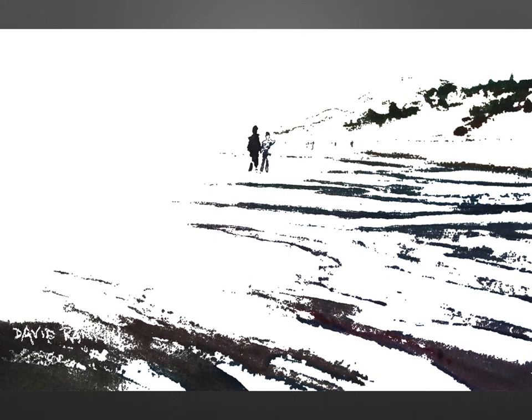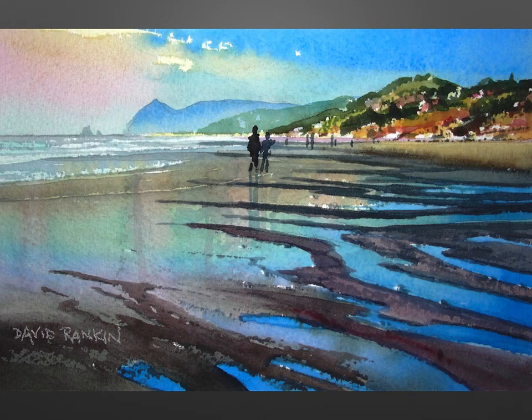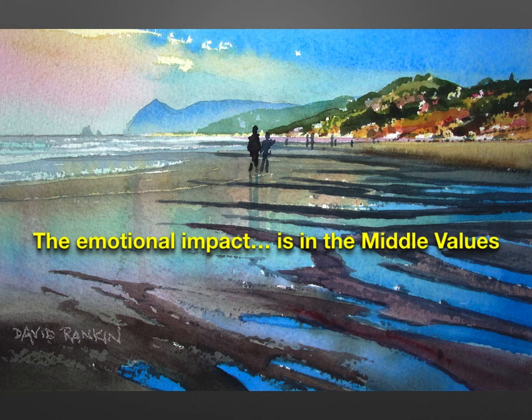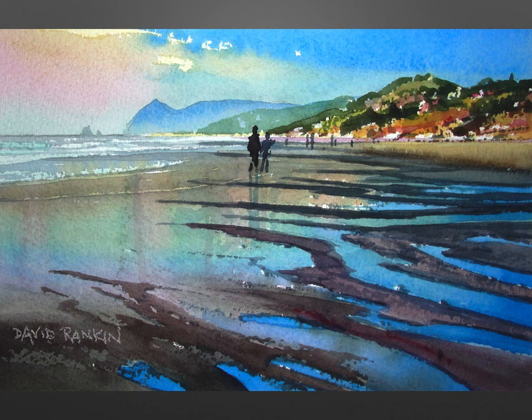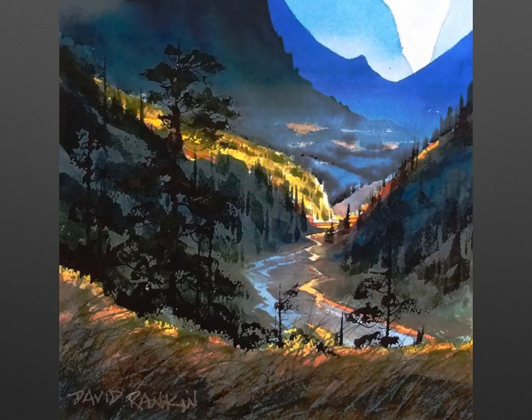The darkest darks are so important, and yet they are not where the emotion is. The emotion of the painting is in the middle values. Here again, I've extracted the darkest darks. It's very important to the painting, but the real magic, the real emotion in your paintings is in the middle values. So you have to understand both of these characteristics of your painting, and you have to learn how to manipulate them. The darkest darks have tremendous impact, but they're usually a much smaller portion of your painting. And what you need to remember when you're building your painting is that the magic is in the middle values.